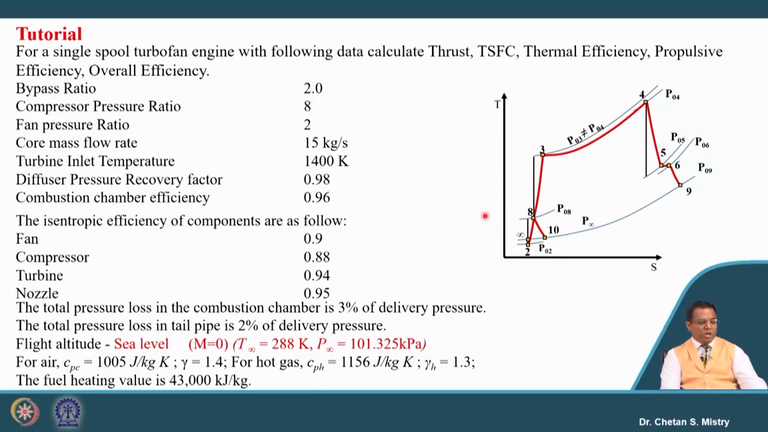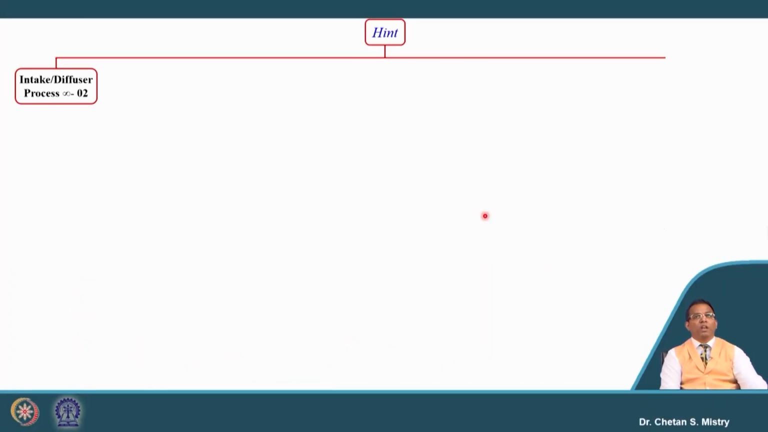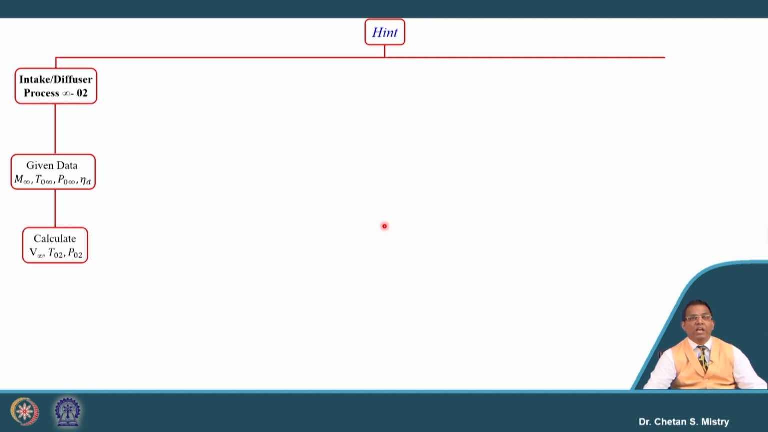Let me give you a hint on how to proceed with this numerical. The very first component, as we have discussed, is our intake. The process we define as infinity to 0 to. We have given information such as Mach number, temperature, pressure and diffuser efficiency. You can calculate the velocity, temperature and pressure at the exit of the diffuser.